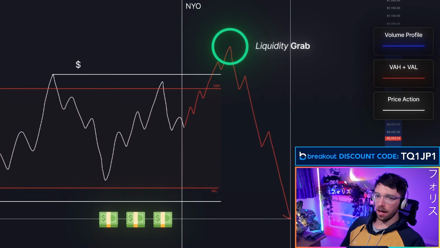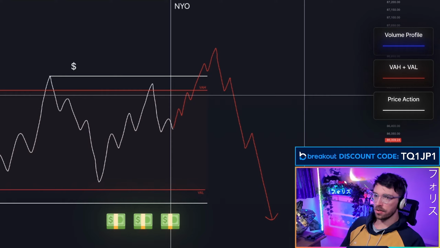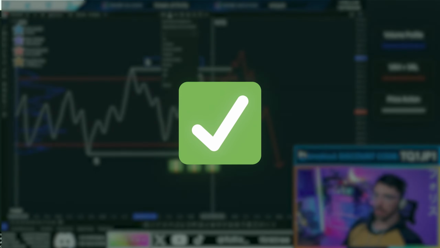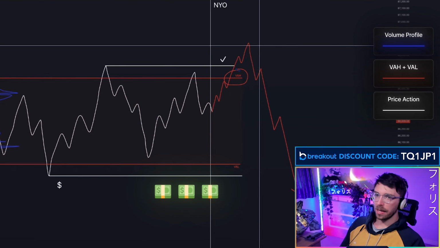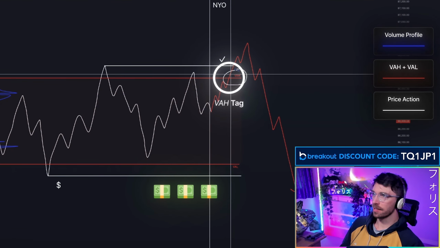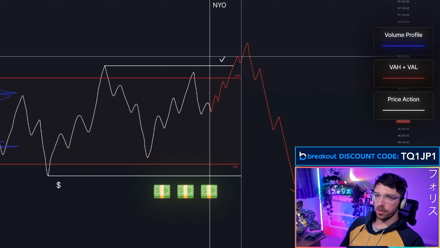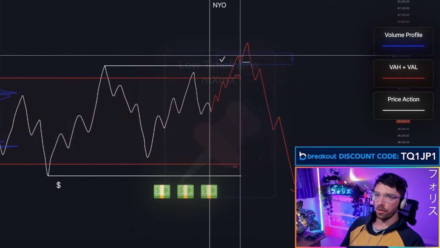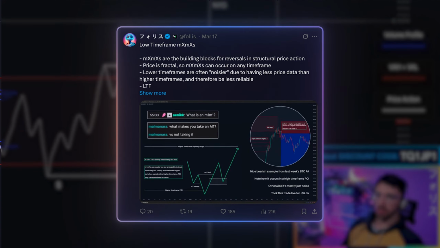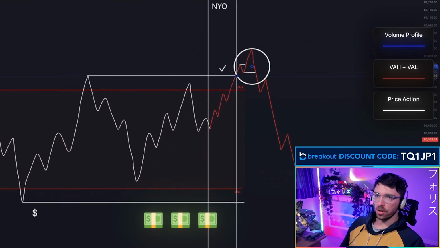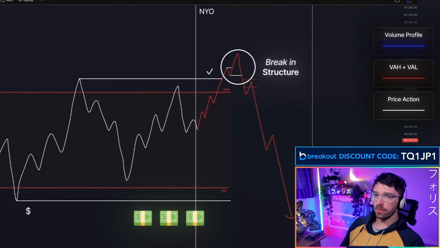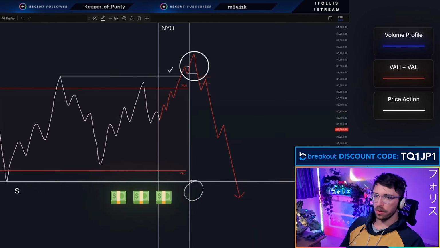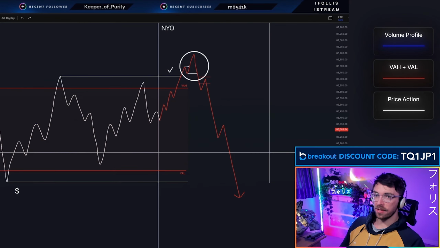Now you see that so often. You'll see this liquidity get taken, value area high gets tagged. Think of it as overhead resistance. Price puts in a little MXMX on low time frame. For anyone wondering what MXMX means, I made a post about it on my Twitter. Basically a little break in structure here. And then we move towards the bottom of the daily range to take this liquidity level here. That happens a lot.